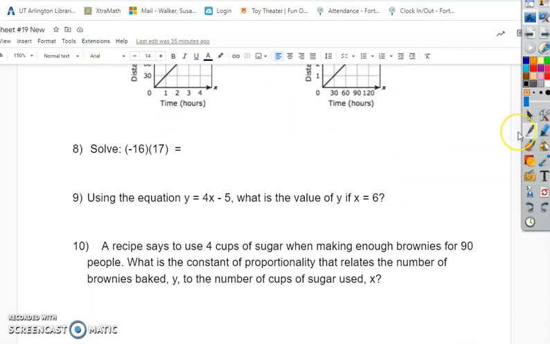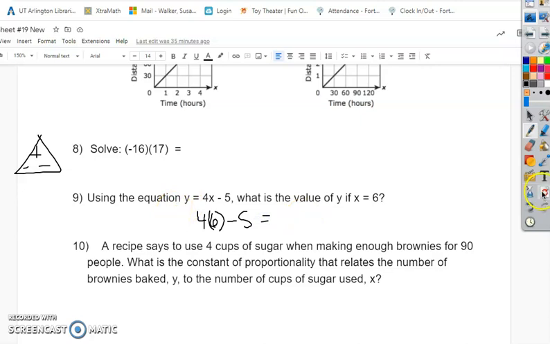Number 8, this is a triangle problem. Number 9, guys, this is the one I need you to do. 4 times, what is x? 6 minus 5. That's all you have to do to find the value of what y is.